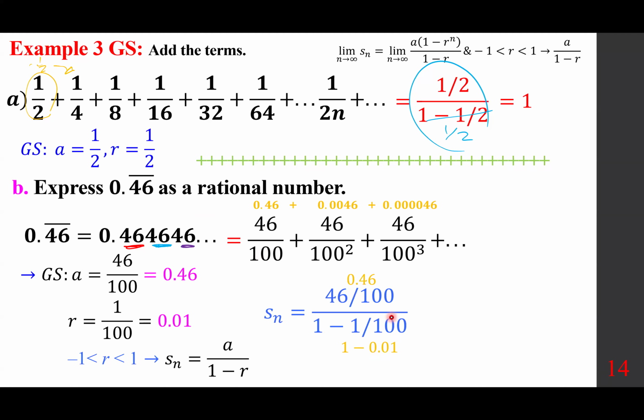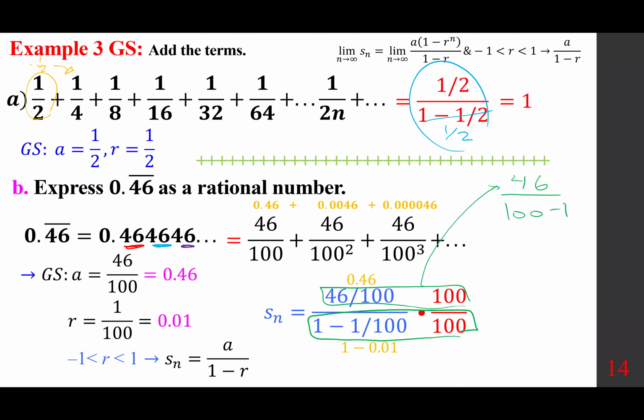It's a complex fraction, so I'm going to look at it from the point of view of fraction and then decimals. How do you simplify a complex fraction? Multiply the top and the bottom by the LCD, which is 100. So when we multiply these two, we get 46. When we multiply these two, we get 100 minus 1. So 46 over 99. If you go with the fraction, this is the answer.